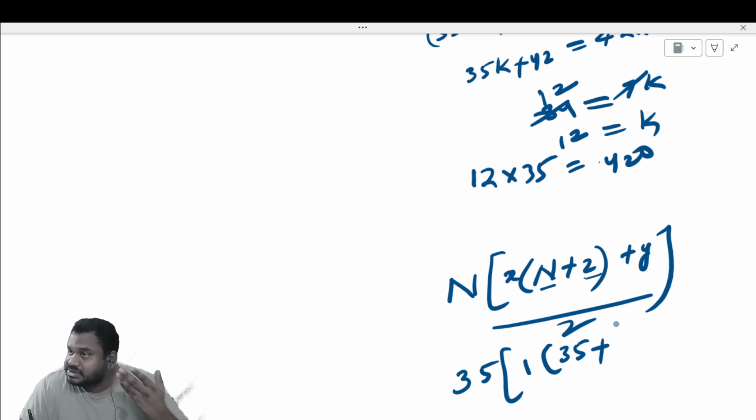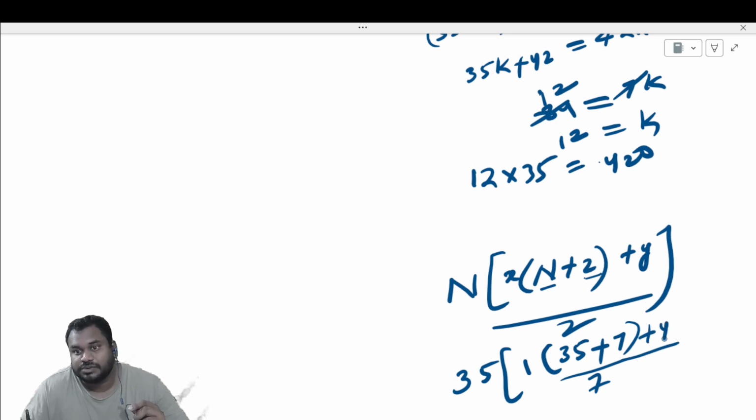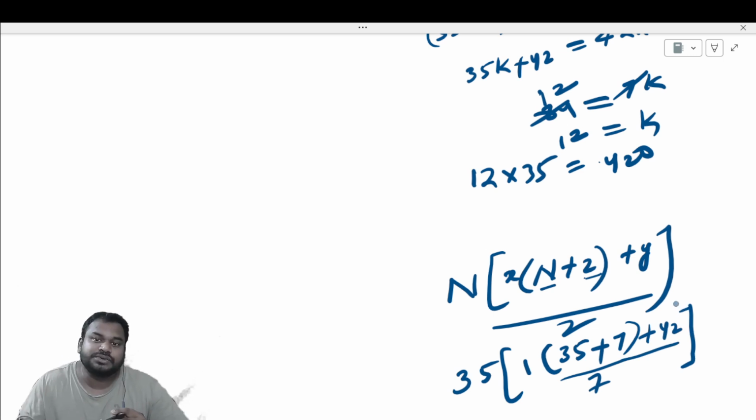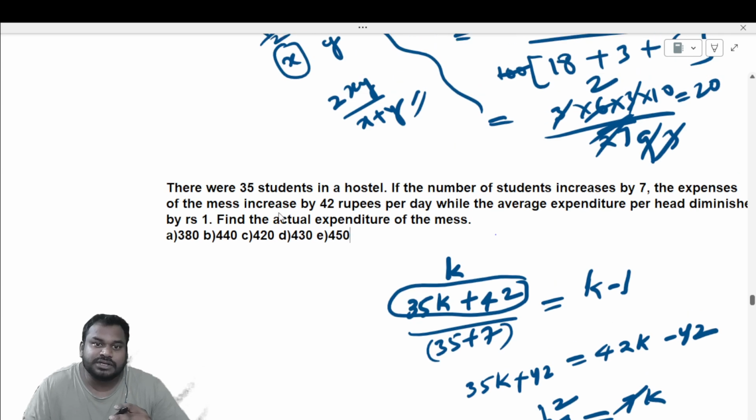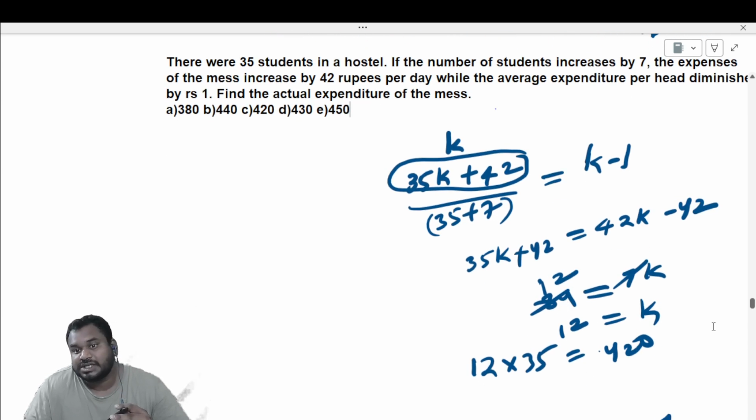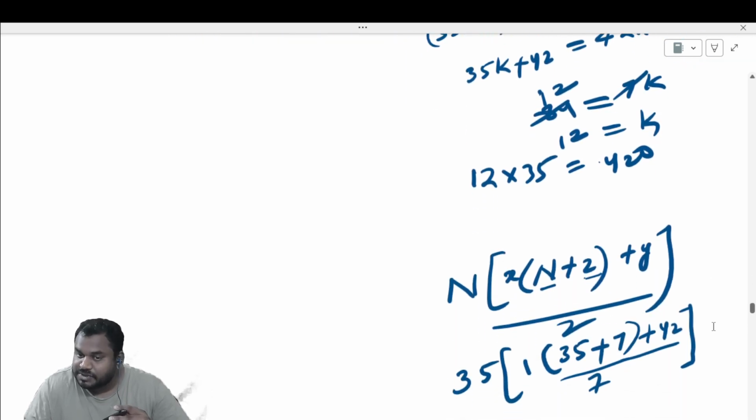So what is z? Sometimes you may forget, but it must be an integer. That's what you need to remember. So 35 plus 7 by 7, plus 42. So z is 42. 42 is nothing but what? The total expenses of the mess increases by 42.